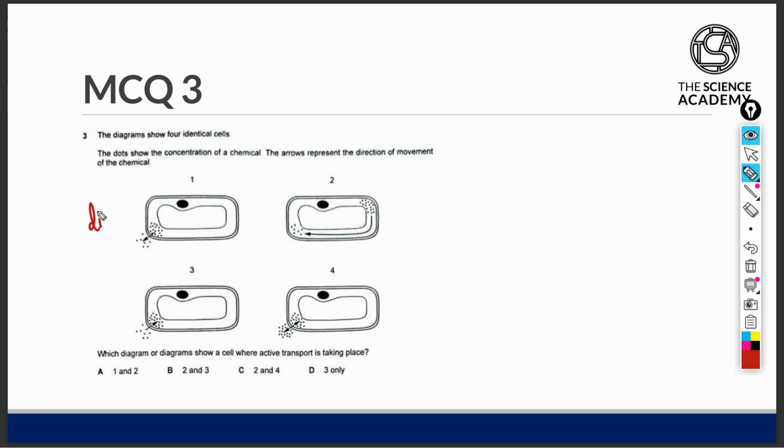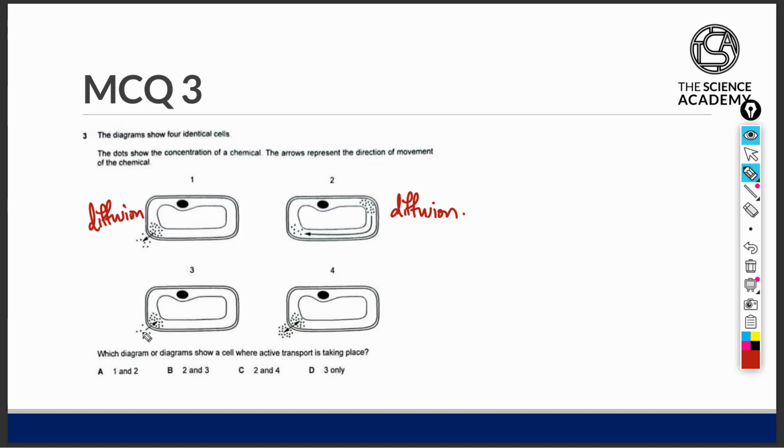And this is a process known as diffusion, which is a passive process. In cell number 2, we see the chemicals moving within the cell, but also from a region of high concentration to low concentration. Again, this is also diffusion, and it is diffusing across the cytoplasm of the cell. Whereas in cell 1, it is diffusing across the partially permeable cell surface membrane and the cell wall of the plant.